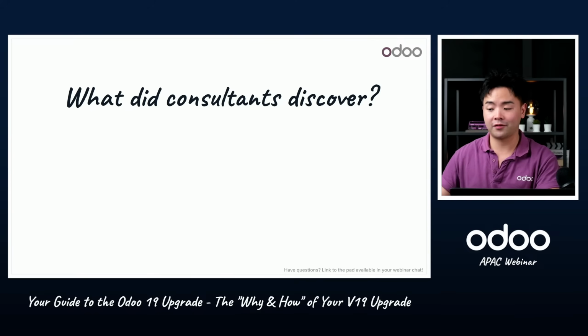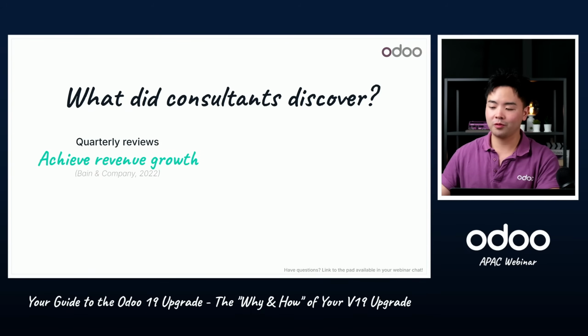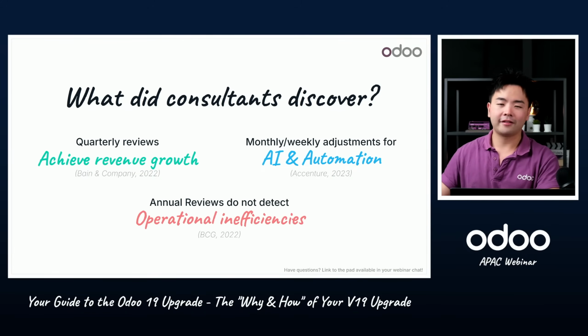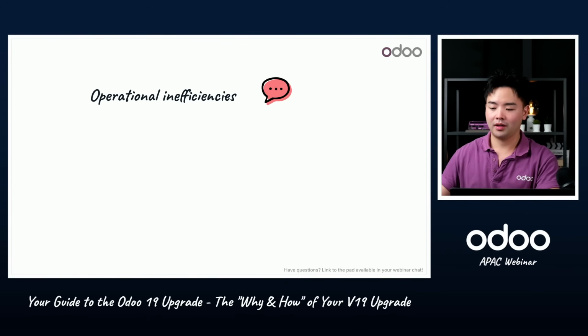And there was another discovery made by consultants that we should consider as well. It was revealed that companies that reviewed their operations on a quarterly basis were actually 40% more likely to achieve revenue growth, meaning that it was definitely worth their time and effort to keep assessing internally. And it was also revealed that digitally mature companies using AI and automation analyzed and adjusted their workflows on a monthly or even weekly basis. And finally, those companies that did annual reviews, due to their lack of frequent reviews, failed to detect 70% of their operational inefficiencies. And why is that important?